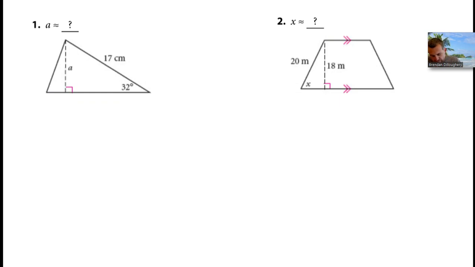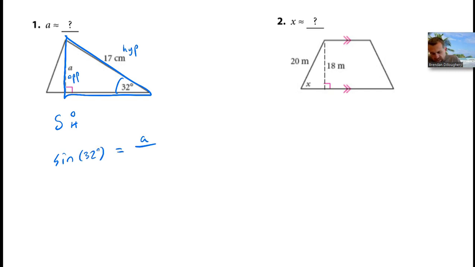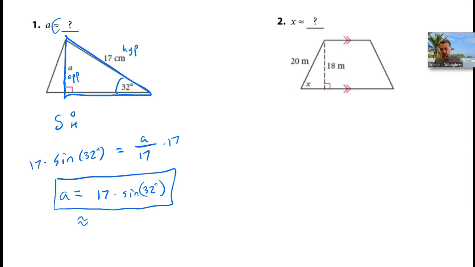Ready? In this first problem, we literally have a right triangle where we have the angle, the opposite side, and the hypotenuse. So we're going to use the SO of SOHCAHTOA. The sine of 32 degrees is equal to the opposite side A over 17. Multiplying both sides by 17, we get A is exactly equal to 17 times the sine of 32 degrees. Then we could say it's approximately equal to, that's this wavy approximate sign, 17 times the sine of 32 degrees.